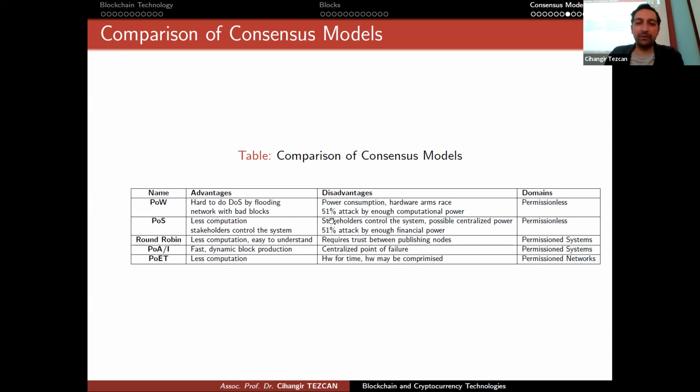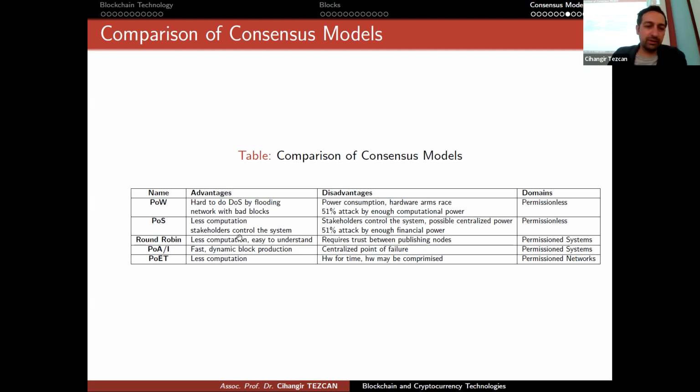Also, there is a 51% attack. If you have the computational power, which is 51% of the whole mining power, then you can take over the blockchain. The advantage of proof of stake, especially with respect to proof of work, is that it requires less computation, but by less computation, we mean negligible computation, actually. Compared to this electricity consumption, this is nothing.